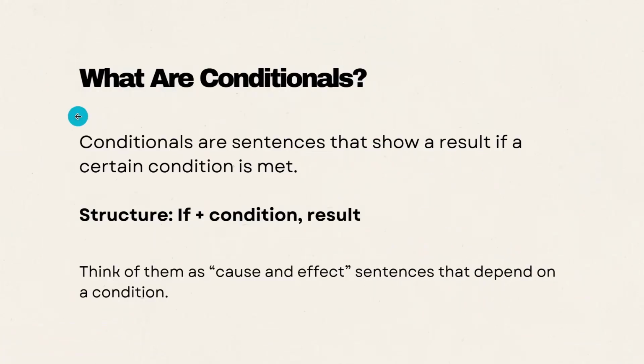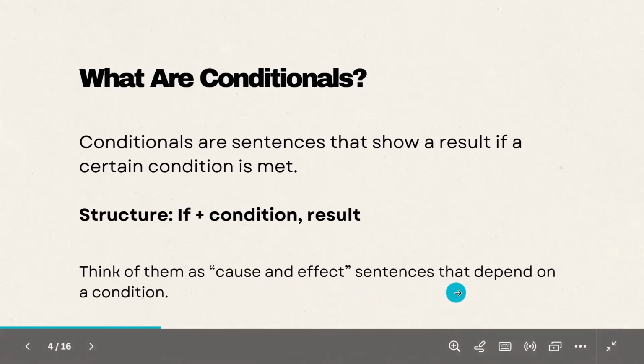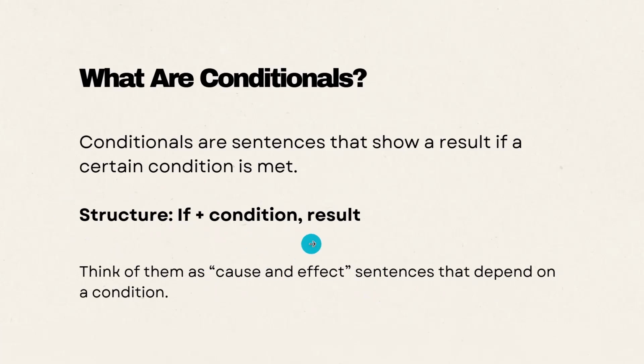So, what do we mean by conditionals? Conditionals are sentences that show a result if a certain condition is met. You can think of them as cause and effect sentences that depend on a condition. One thing happens because another thing is true. So the structure is usually simple. If plus condition, then the result.